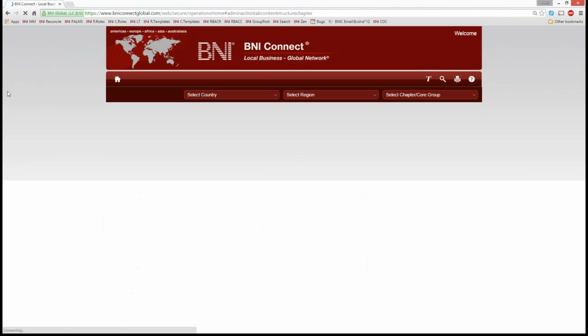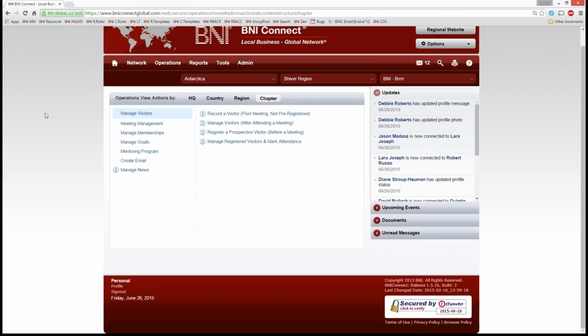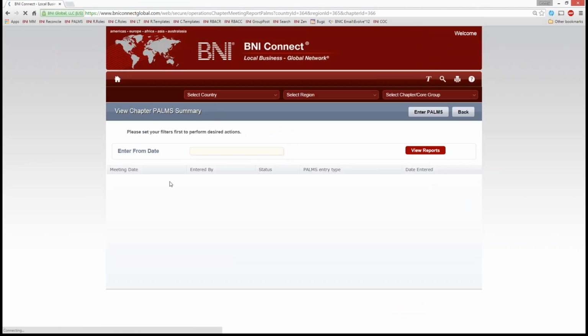Now let's look at entering a POMS report. Entering a POMS report, again, is a fairly straightforward thing. You have a couple of different options. You can just jump right into entering a POMS report. You can also view any previous POMS to see which ones have been entered, for example.